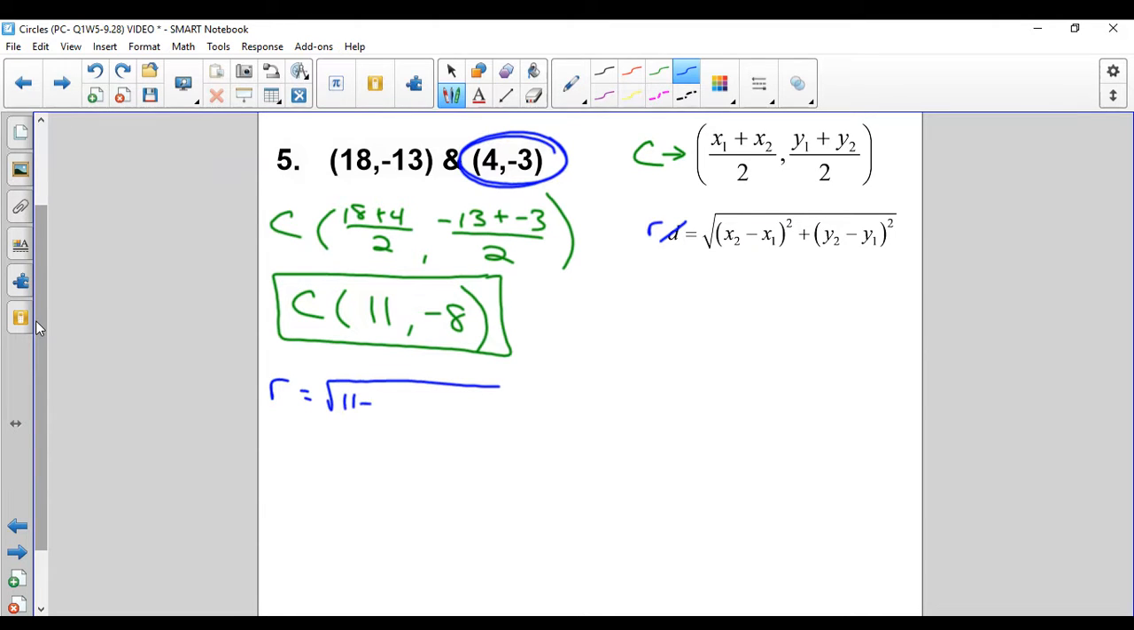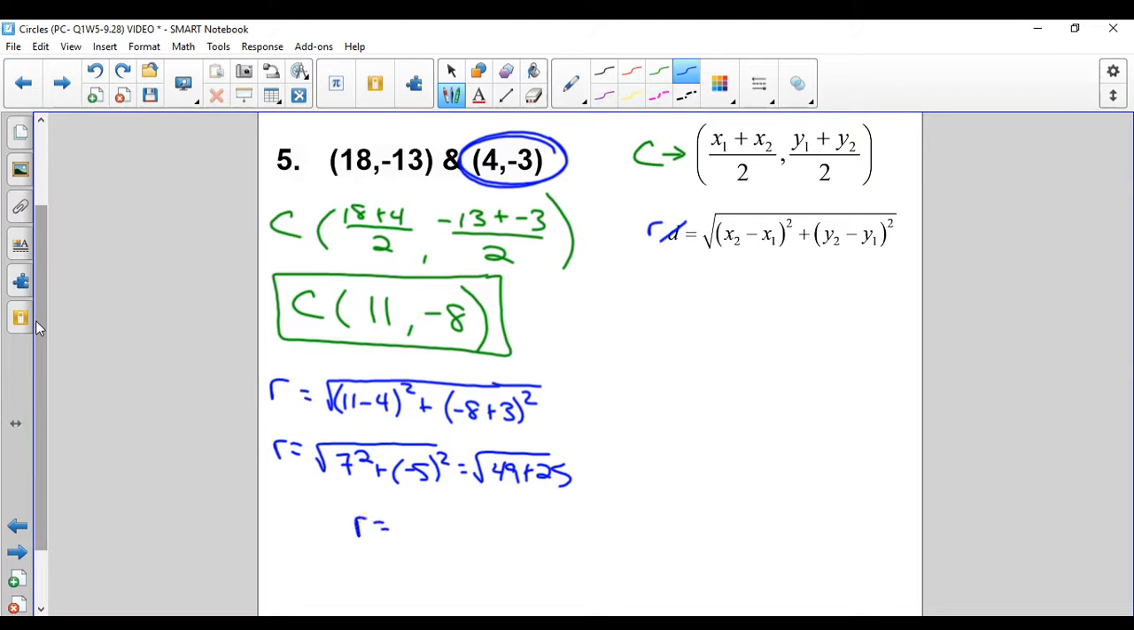So I'm going to go 11 minus 4 squared plus negative 8 plus 3 squared. Again, I suggest plugging it in. You guys do what you want. 7 squared plus negative 5 squared, 49 plus 25. My radius is the square root of 74. Once again, I don't care what the square root of 74 becomes when you break it down.